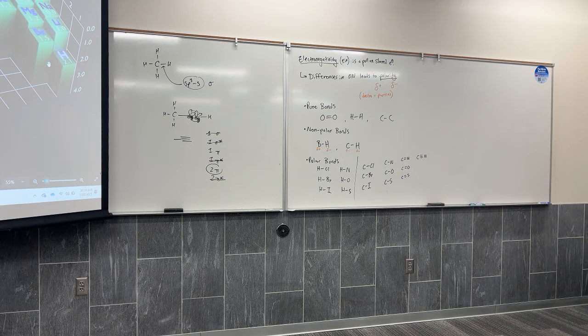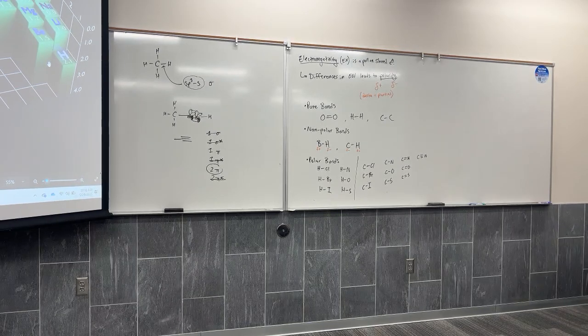If they're the same, like C and S, for example, they're both 2.5, so that would be a nonpolar pure bond. But I think it can't be pure because it has to be the same, right? Right, that's what I was asking. So C and S is nonpolar, but you can't call it pure because it's not the exact same. Okay, that's what I was asking.